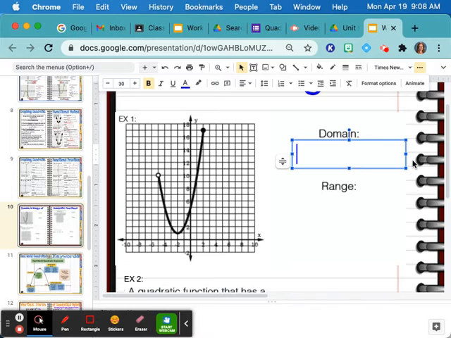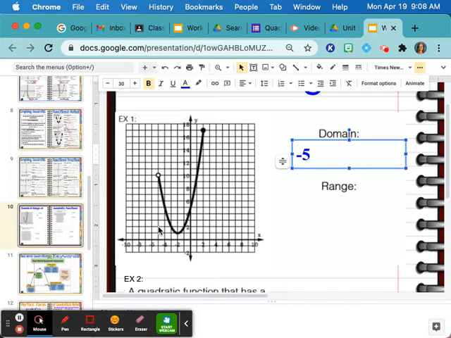So our domain is from left to right. So we look at the x-axis and we see how far left will the function go. So I start at the origin and there's a point. If we kind of go up, it looks like it goes all the way to here. So it's going by one. So one, negative one, negative two, negative three, negative four. So this would be negative five. So it goes to negative five.